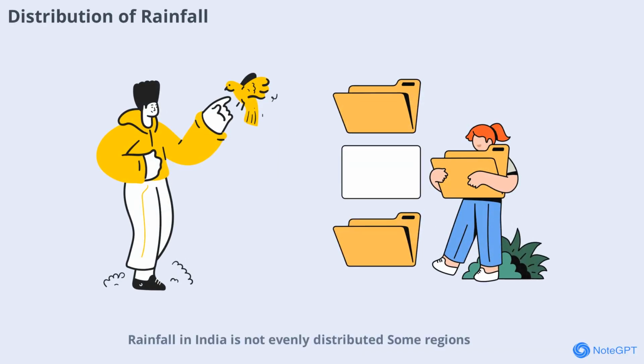Rainfall in India is not evenly distributed. Some regions like the Western Ghats and northeastern states receive heavy rainfall while others, such as Rajasthan, remain dry. The amount and timing of rainfall depend on the monsoon winds and the presence of mountains. This uneven distribution affects agriculture, water supply, and even the types of vegetation found in different parts of the country. Understanding rainfall patterns is essential for managing water resources and planning for droughts or floods.